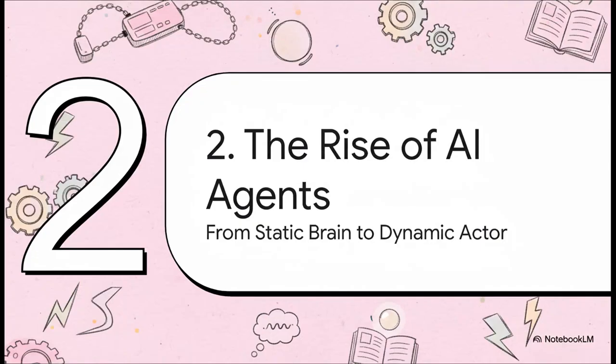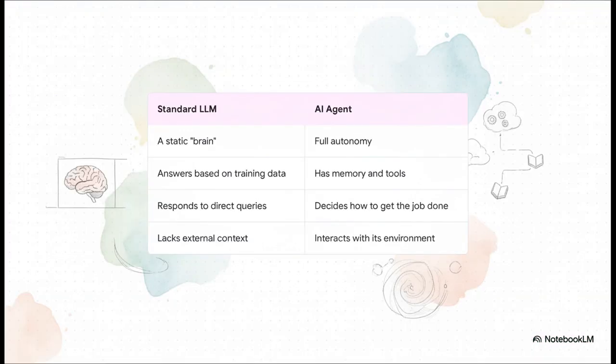To really solve these problems, we need to think bigger. And that's the fundamental shift that a framework like LangChain makes possible. We're moving away from thinking of an LLM as just a passive brain and toward building an active, autonomous AI agent. So what's really the difference here?